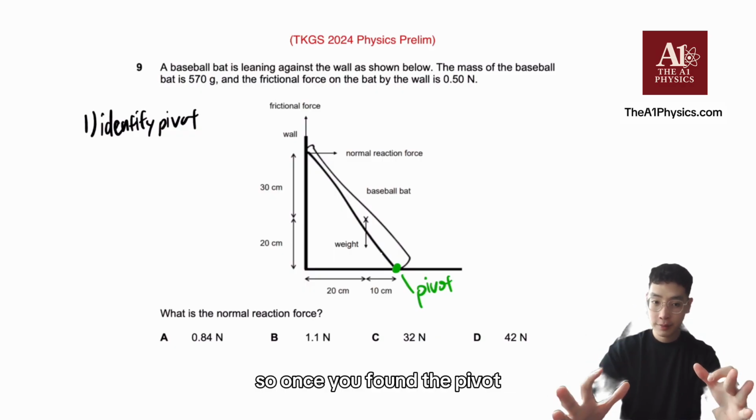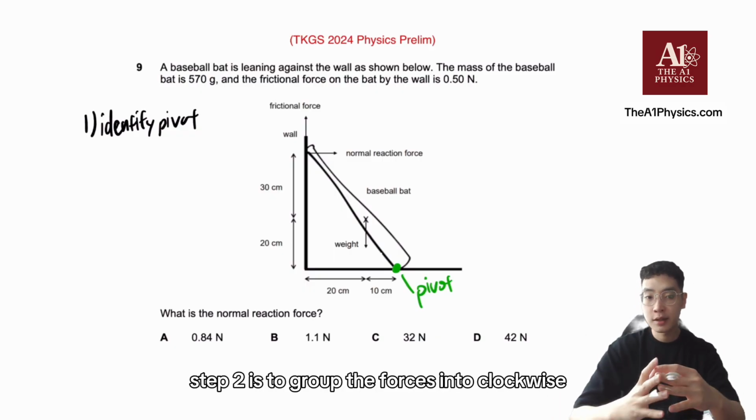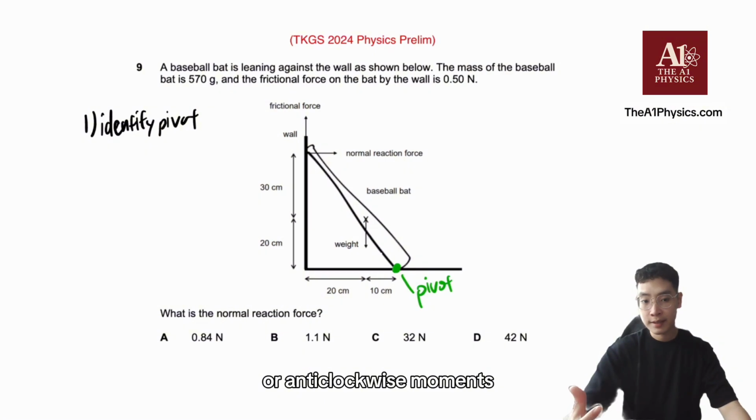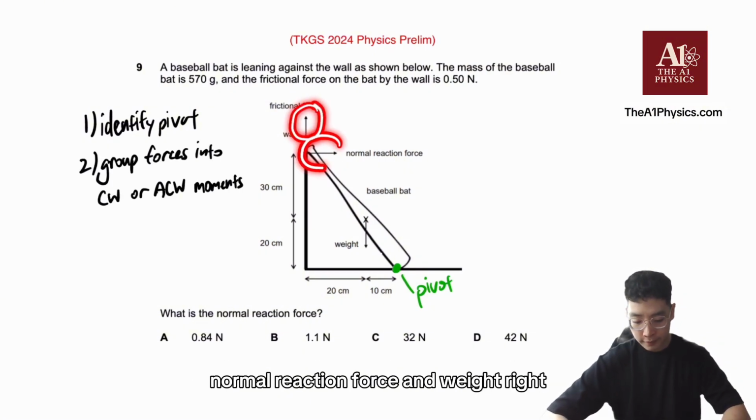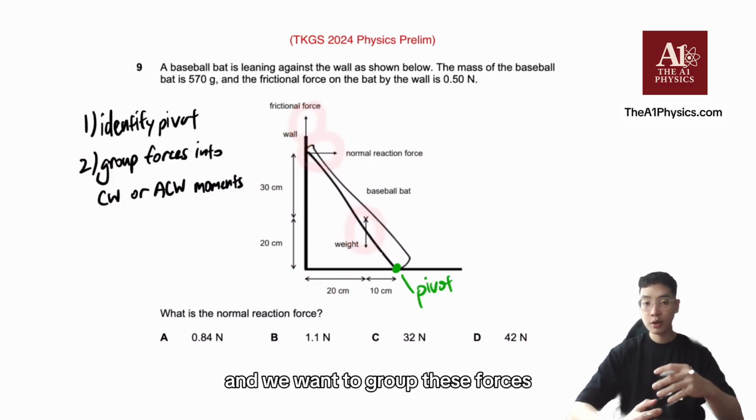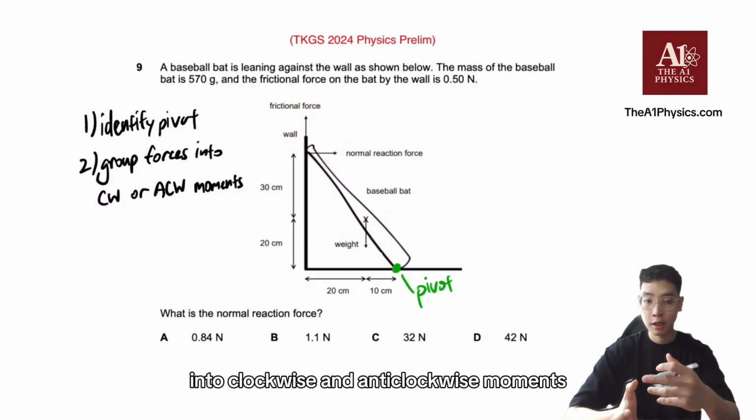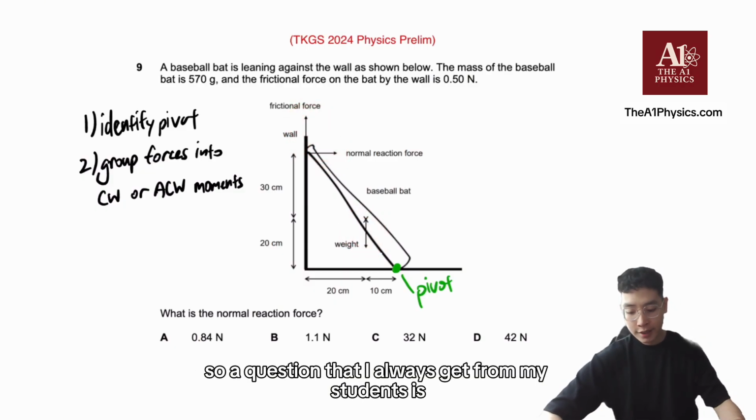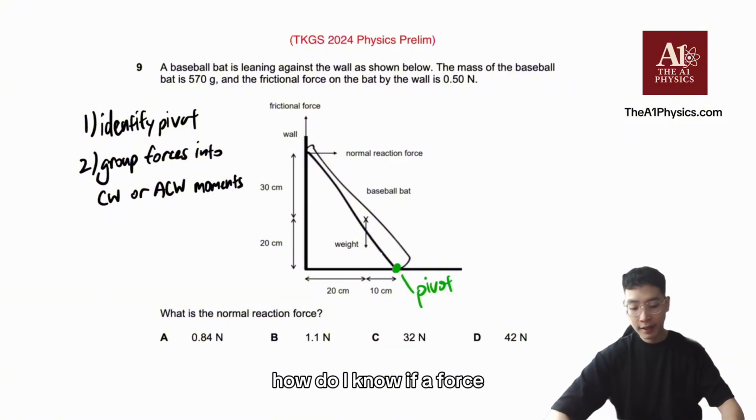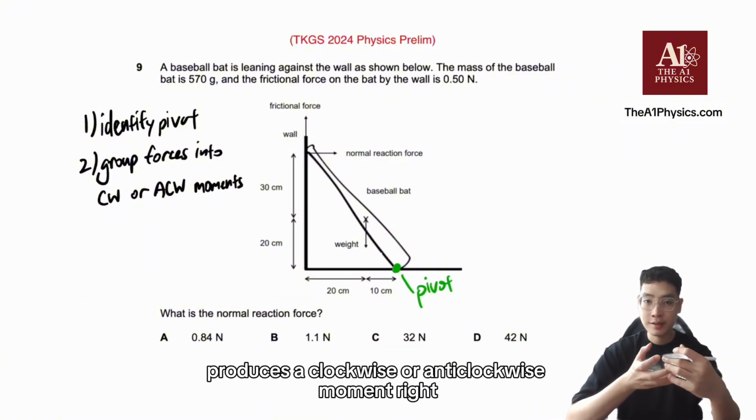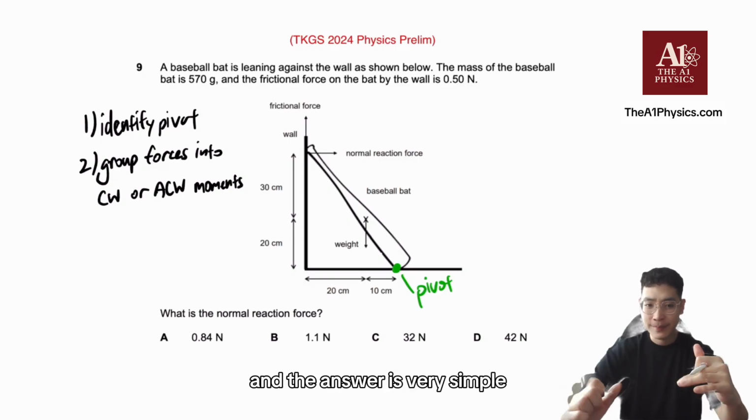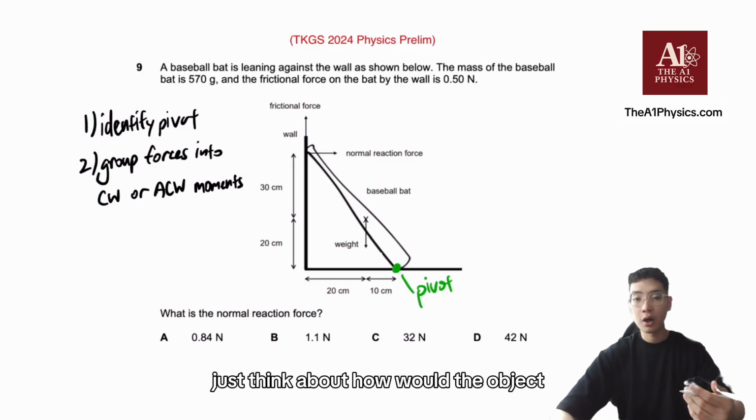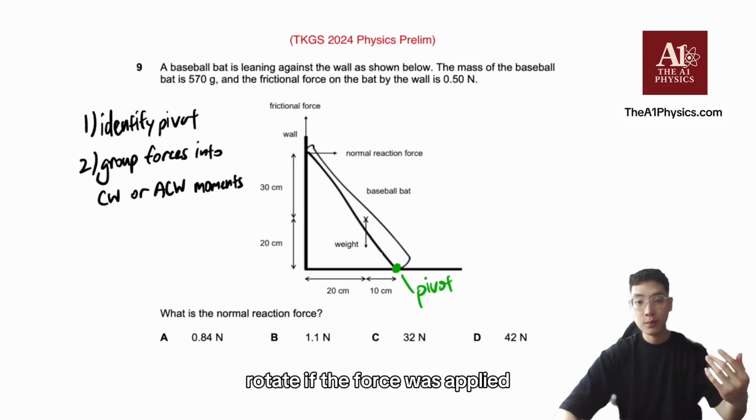Once you found the pivot, step 2 is to group the forces into clockwise or anti-clockwise moments. So over here we have 3 different forces. We have frictional force, normal reaction force, and weight. And we're going to group these forces into clockwise and anti-clockwise moments. So a question that I always get from my students is, how do I know if a force produces a clockwise or anti-clockwise moment? And the answer is very simple. Just think about how would the object rotate if the force was applied.